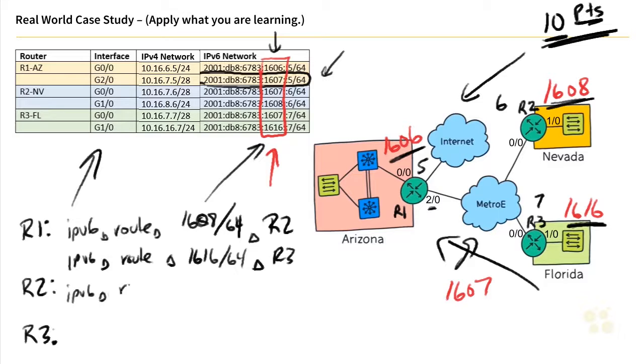And then on R2 and R3, we could just do default routes. IPv6, route, space, and then we'll use the ::/0 space, and then we'd put R1's address here. And then we'd replicate that over here on R3. And then once we have that in place, we can test our IPv6 connectivity between those three networks.